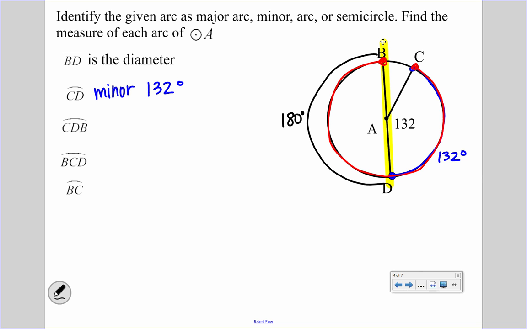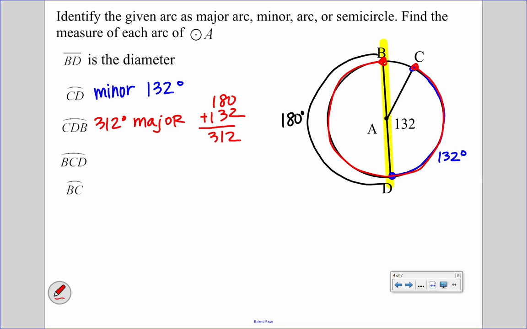So what we can do to find that complete red arc is go 180 plus 132, because both of those pieces added together equal the red piece. So we can do 180 plus 132, and we get 312. And of course, that's a major arc. It's above 180. All right.